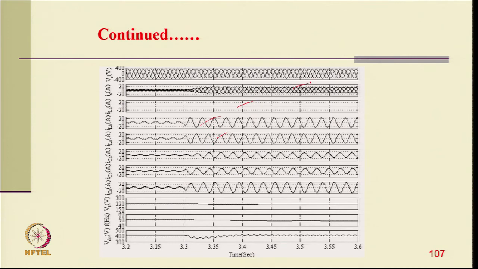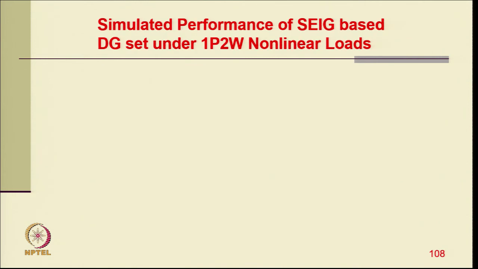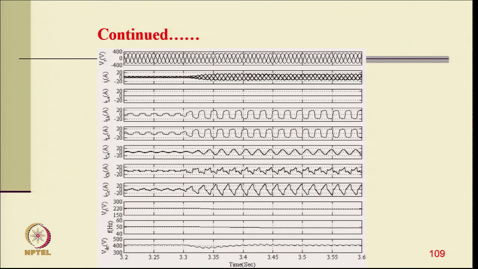You can see the generator currents have increased, and these are the compensator currents. And this is the DC link voltage, which has a second harmonic ripple because of load unbalancing, and the change of the load is also observed here. And now coming to the non-linear load.